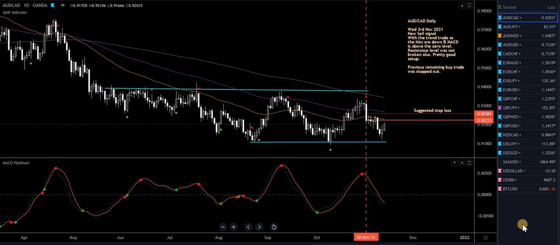I actually trade off MT4, MT5. I've got several accounts, so I don't actually trade from TradingView, but I like it for the analysis. Just makes life a lot easier when I'm writing these notes on the chart.